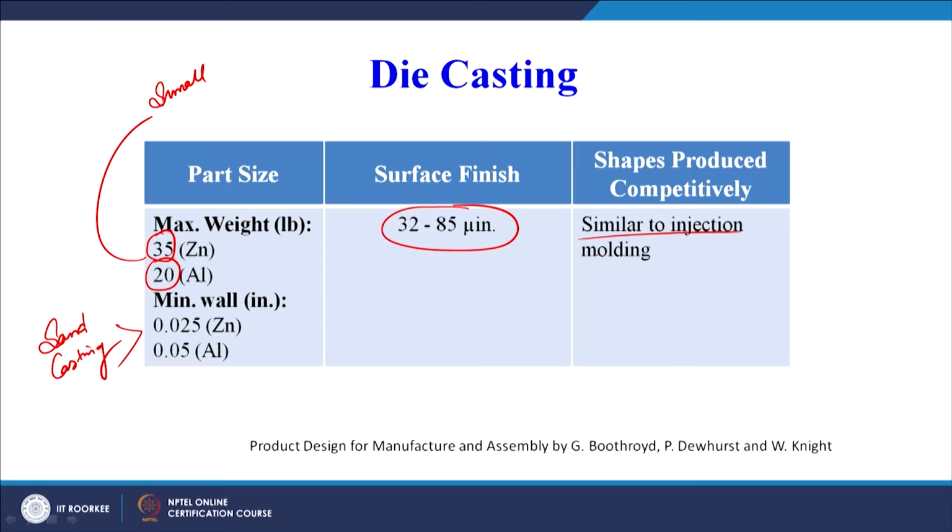And these are the shapes produced competitively. This is similar to injection molding. Whatever we can produce in plastic using the injection molding process, similar types of shapes, or fairly complex shapes, can be produced in the die casting process. We can see the surface finish range. We can get better surface finish in die casting as compared to sand casting. The range is mentioned here. Part size also, we can make smaller size parts with the die casting process with complex geometries.